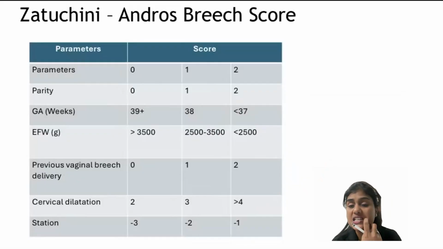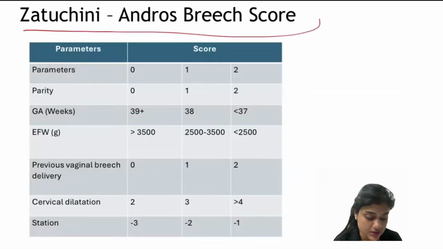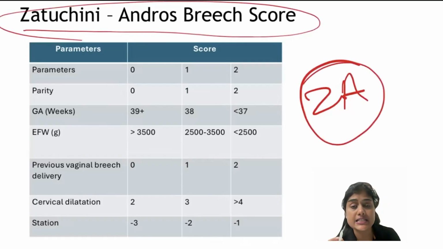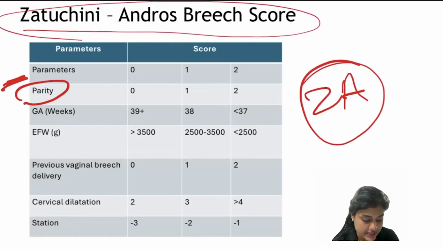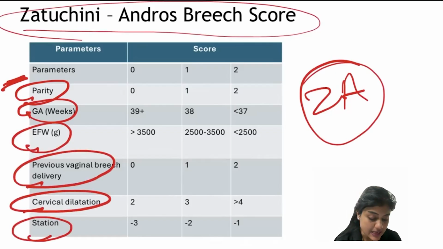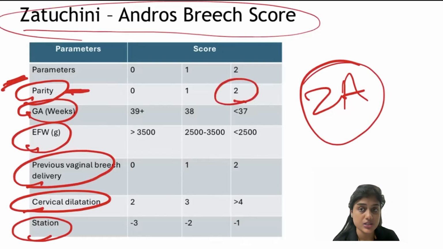Next, coming to vaginal delivery, this scoring is for deciding whether you can allow the patient a vaginal delivery or not. The Zatuchni-Andros score, or ZA score: since it's an INI-CET exam, I'm expecting them to ask, and you should at least know the parameters. They are parity, gestational age in weeks, estimated fetal weight, previous vaginal delivery, cervical dilatation, and station. If there is high parity, there is a high chance of a better score. The higher the score, the better.